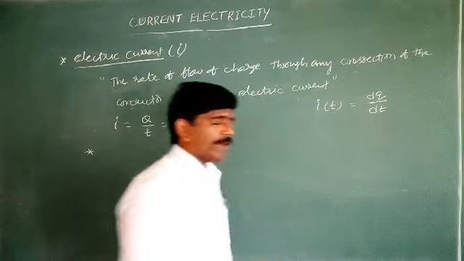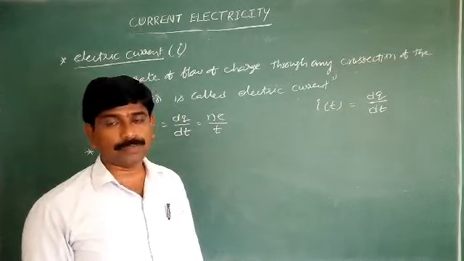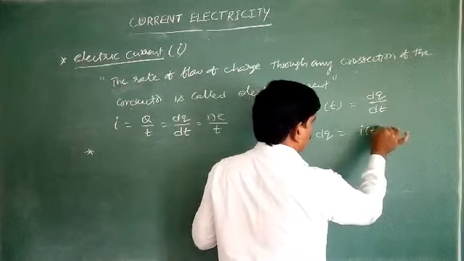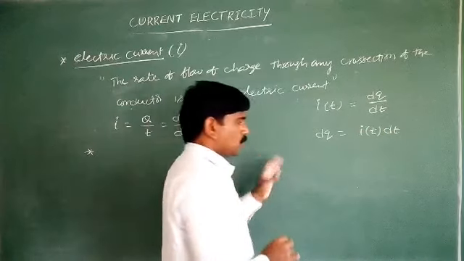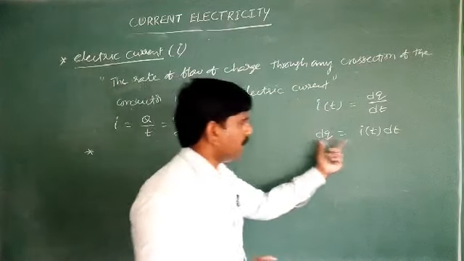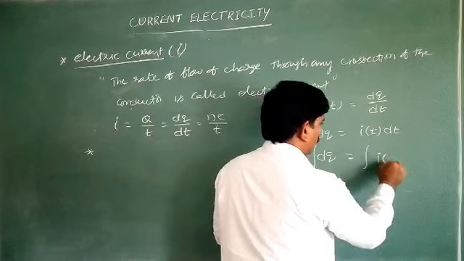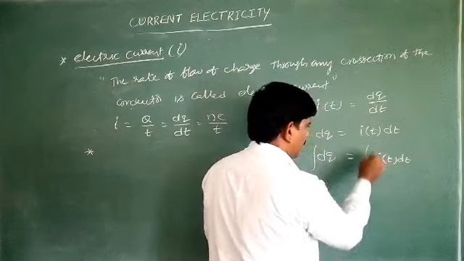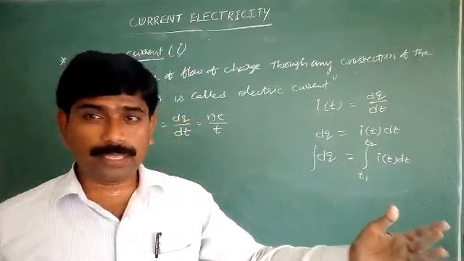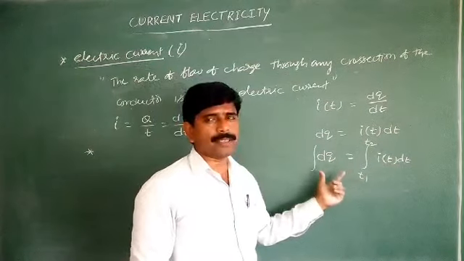From this we want to find out the charge passing through that conductor in the given interval of time. That is, dq is equal to I of t into dt. So we want to find q. Integrating this equation, integral of dq is equal to integral of I of t dt within the limits from t1 to t2. Something like 1 to 2 seconds, 1 to 3 seconds, 1 to 5 seconds, or maybe 2 to 4 seconds, 2 to 6 seconds. How much is the charge passing through that conductor?